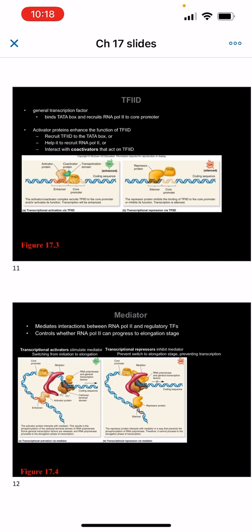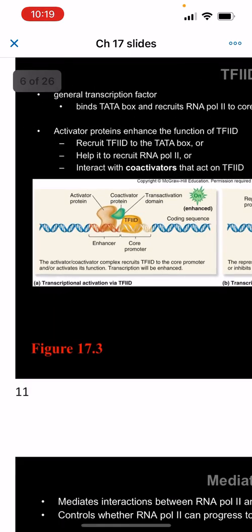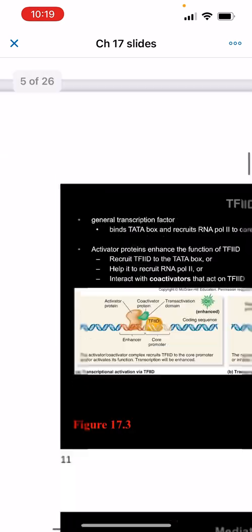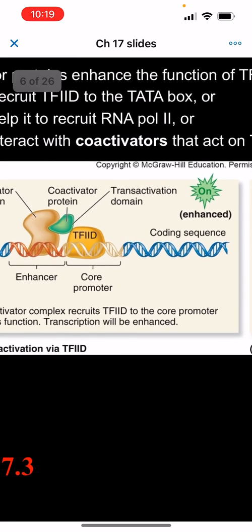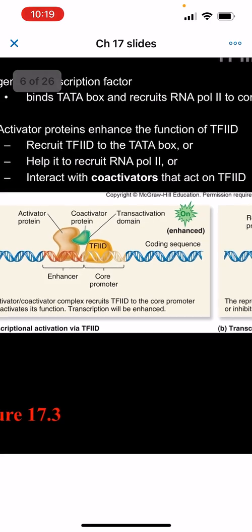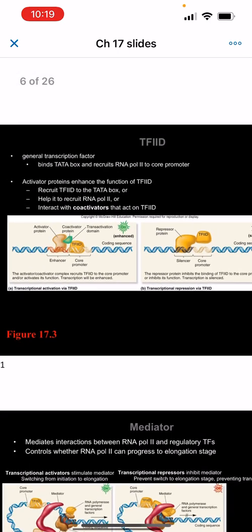Activator proteins can enhance the function of TF2D. So let's say, here's our gene, here's our core promoter. TF2D is binding to the TAT box here. Our activator is nearby binding to an enhancer, and it's also interacting with a co-activator, which is helping TF2D recognize the TAT box. But TF2D is more likely to be able to come into this promoter because our activator is here. Okay, so that's one way an activator could work.